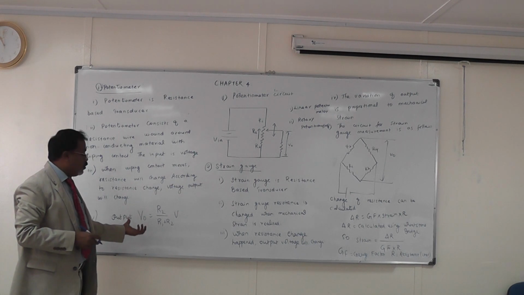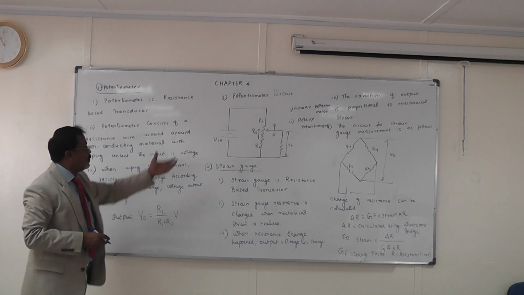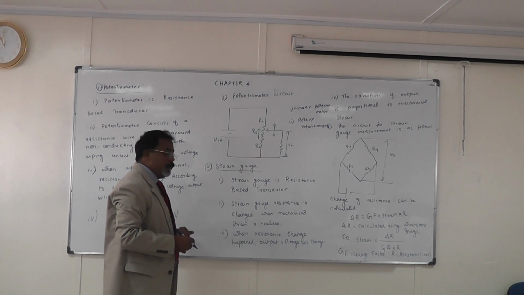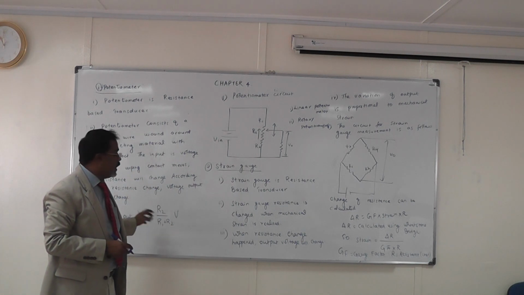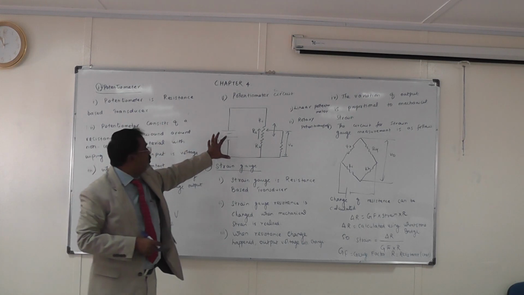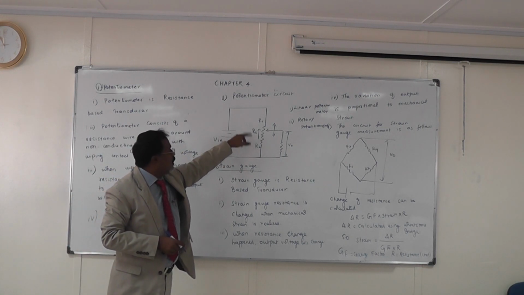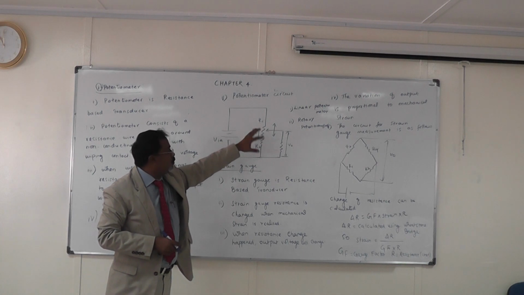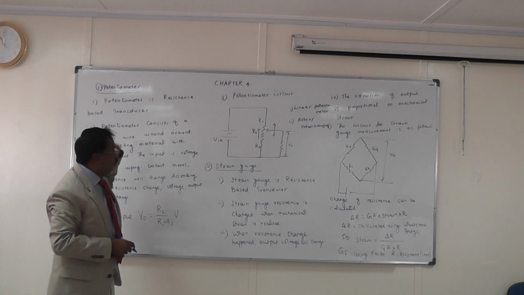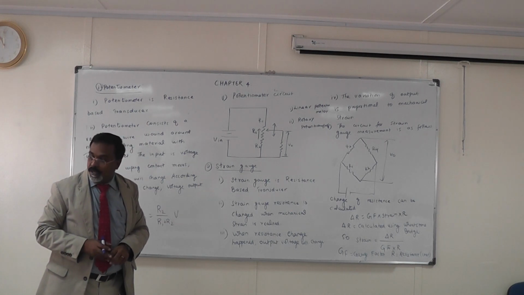What will be the voltage output? R2 by R1 plus R2, into V. If you use this formula, you will get V0. So this is the potentiometer circuit. See the potentiometer circuit, V in we are giving. We are changing the resistance, so based on the resistance, the output will change. Based on this condition, the potentiometer is working.